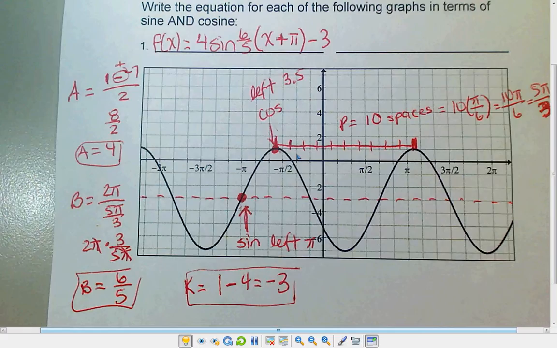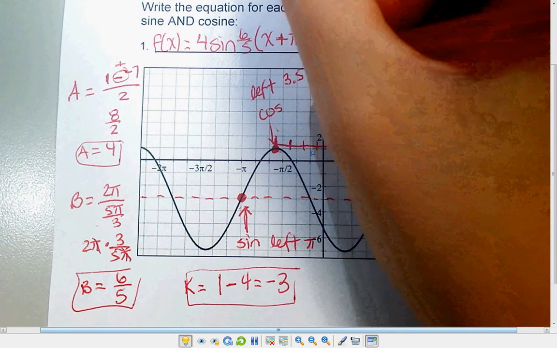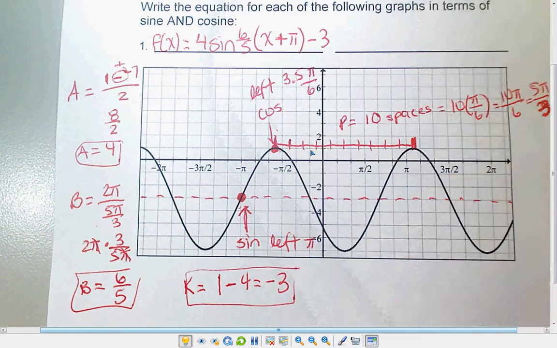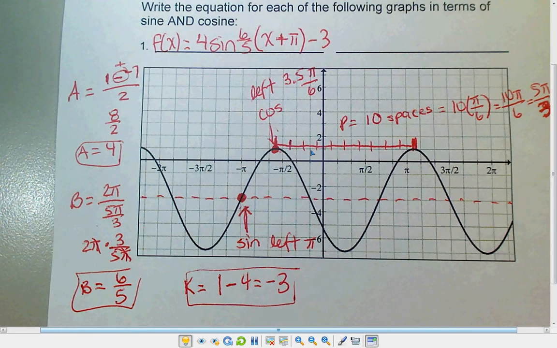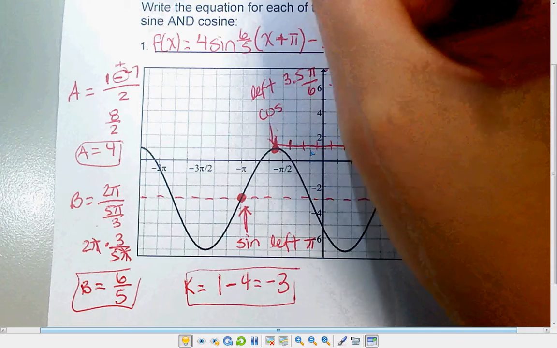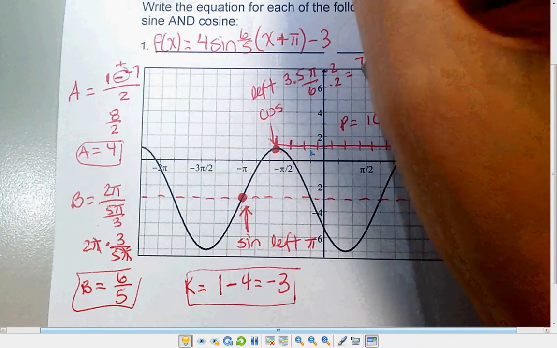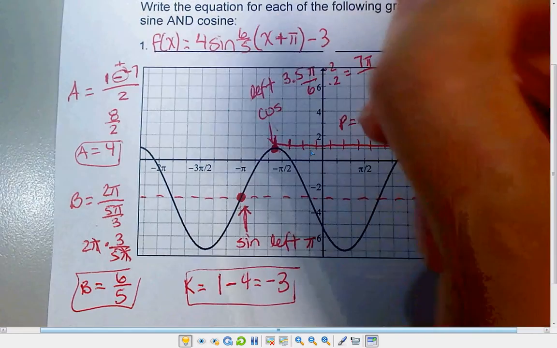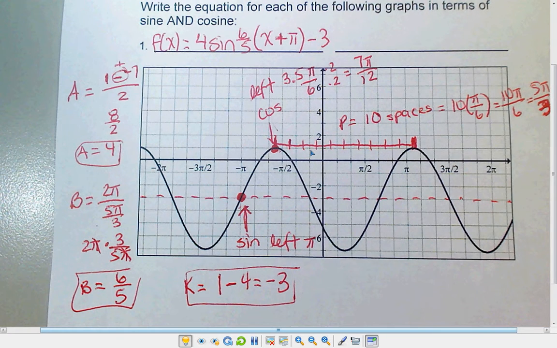And again, each space is pi over 6. So it's really 3.5 pi over 6, which we don't want to have a decimal in the numerator. So what I'm actually going to do is multiply both sides by 2, because 3.5 times 2 gives us 7. And then we can get 7 pi over 12, and that gets rid of our decimal.